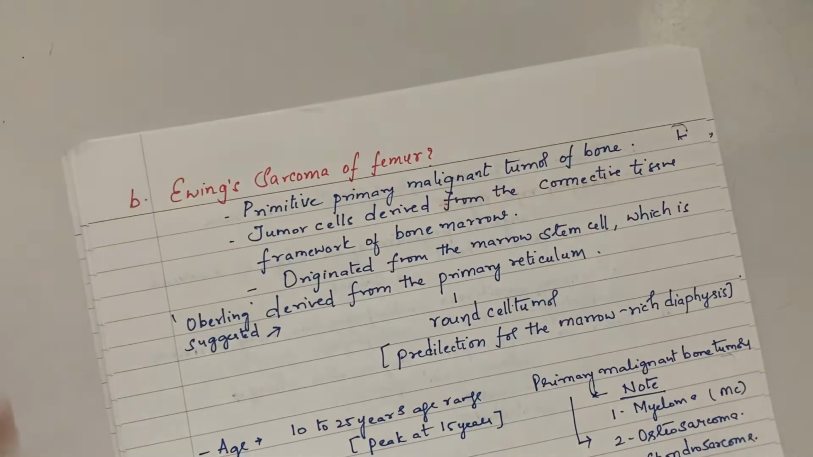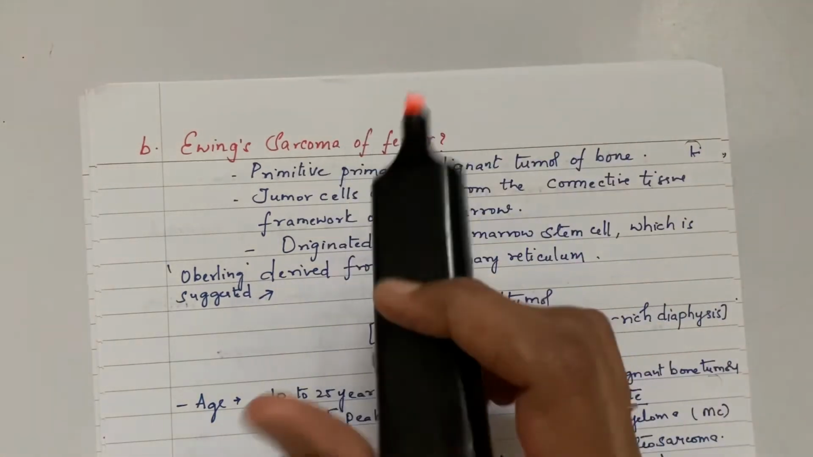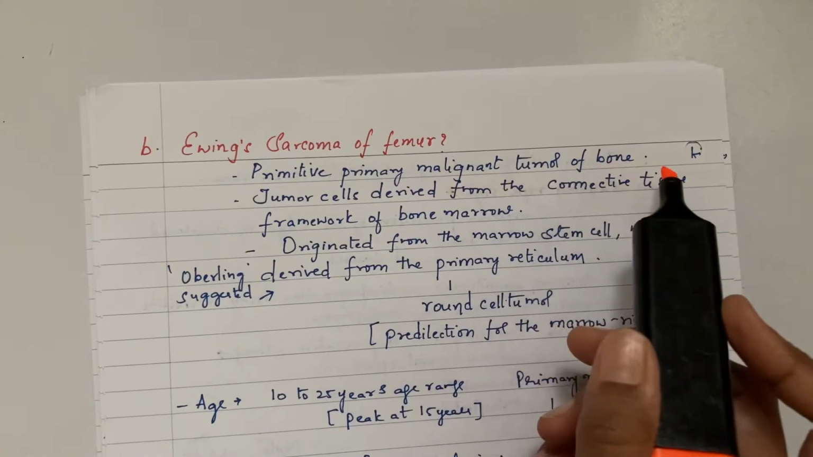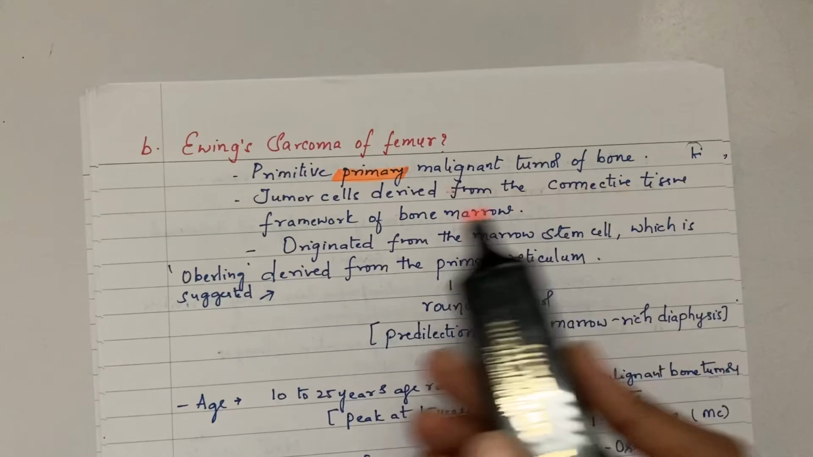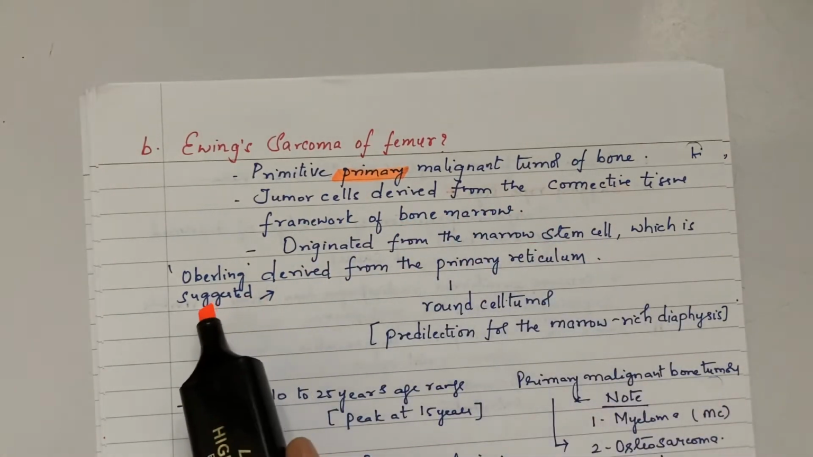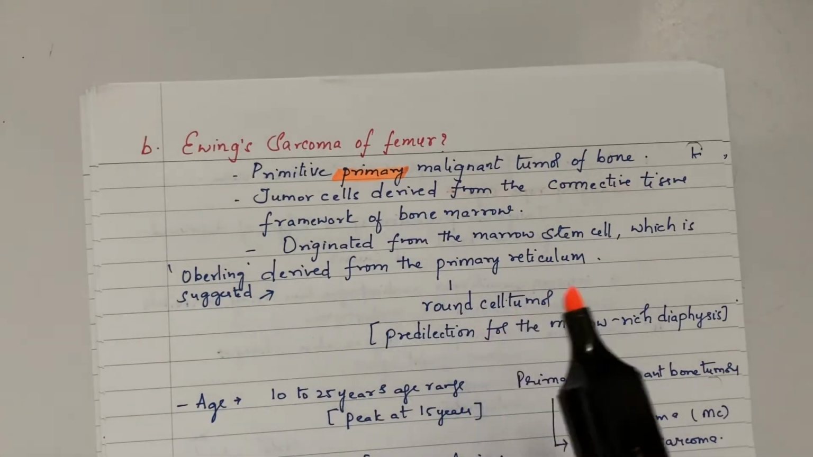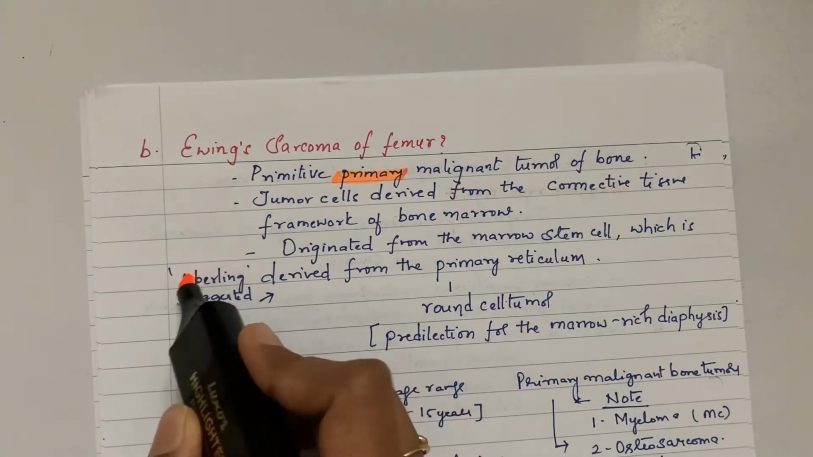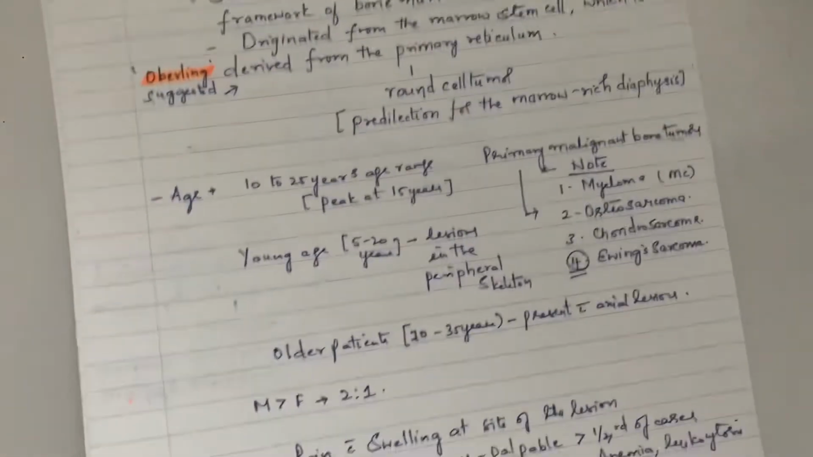Then coming to Ewing sarcoma of femur. First we'll be telling pathology, then going to radiological features. It's a primitive primary malignant tumor of bone. Tumor cells are derived from the connective tissue framework of bone marrow, originated from the marrow stem cells, derived from the primitive reticulum. So they are called round cell tumors, as said by Oberling. Predilection for marrow-rich diaphysis.